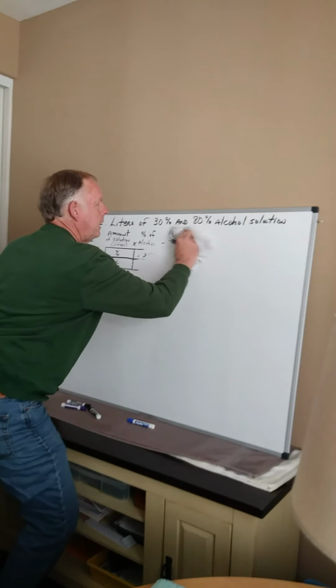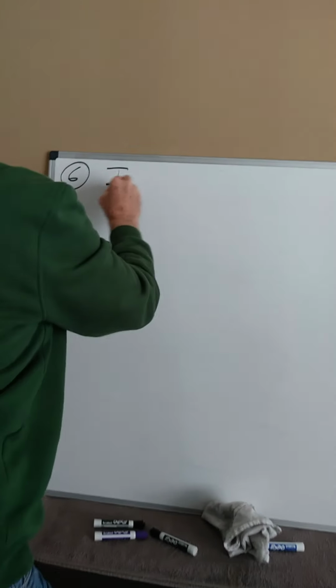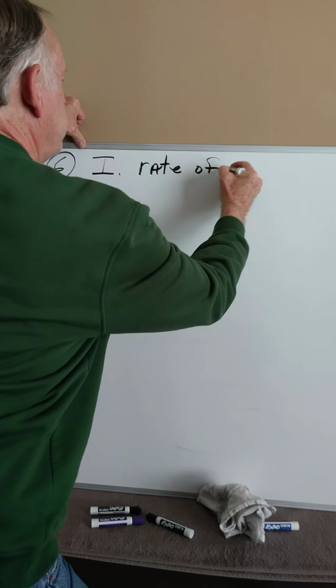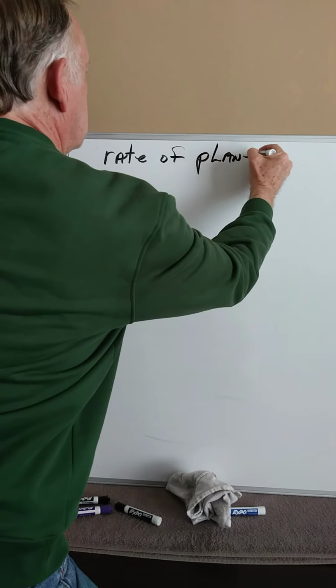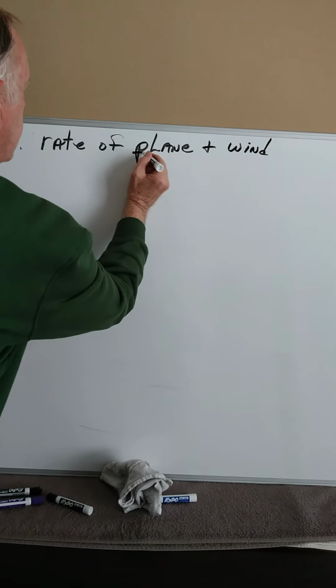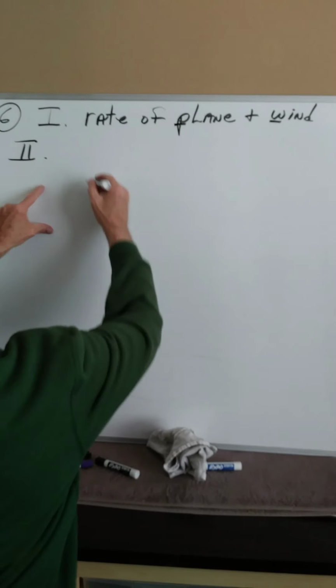We'll use a chart. 4-step plan. Let's go to number 6. Step 1. The question is asking for, I'll just simplify it, rate of plane and wind. I'm just going to underline that letter P and that letter W because those are the letters we're going to use. Step 2, chart.